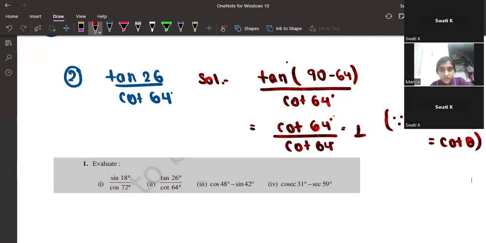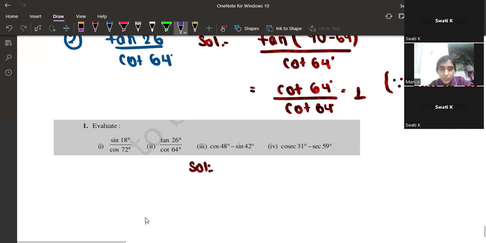So question number 3, Manya, can you try? How will you solve? Cos 48 degrees minus sin 42 degrees. So what exactly are you going to do? I'll just tell you, ये बस division form में नहीं है, subtraction form में है, but question similar है. एक को वैसे ही रहने देना है और किसी भी एक को change करना है. So tell me, what will you do?